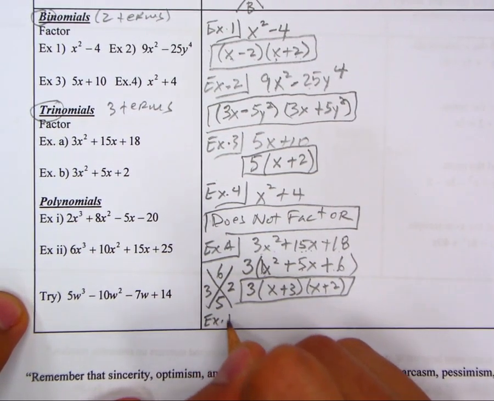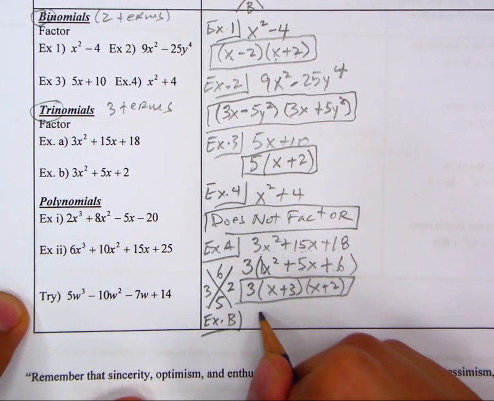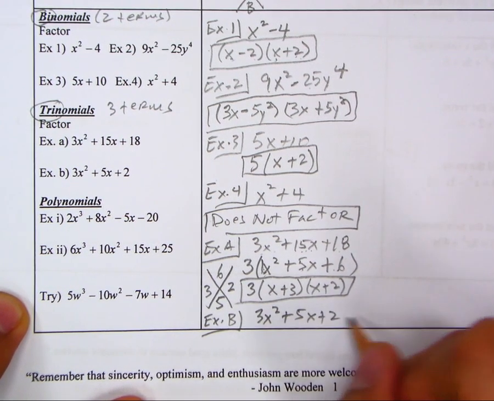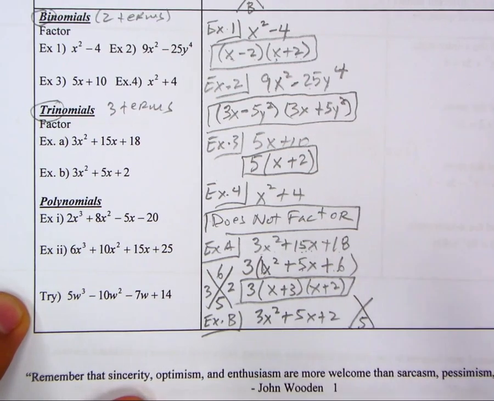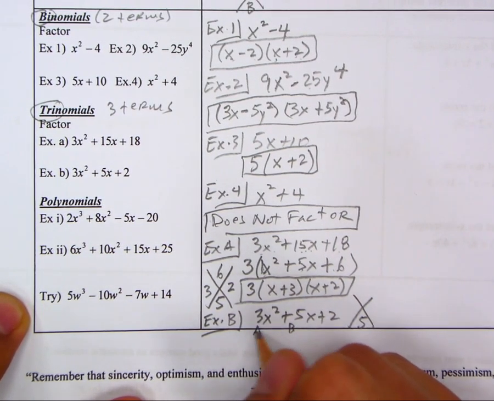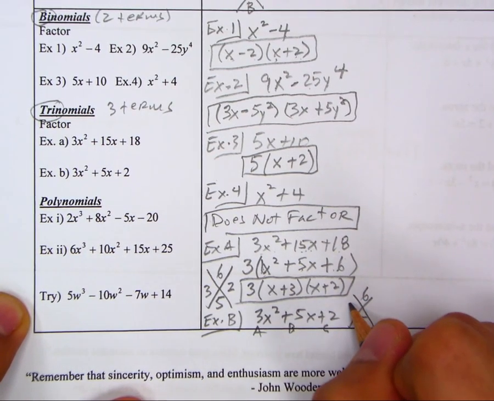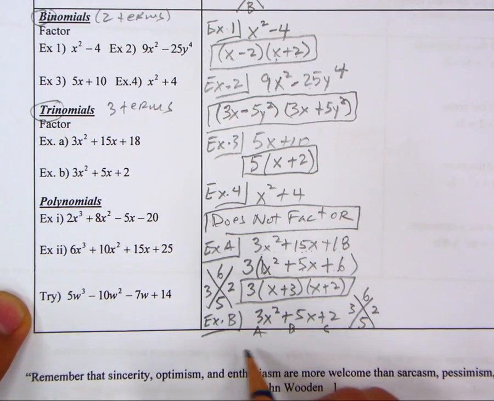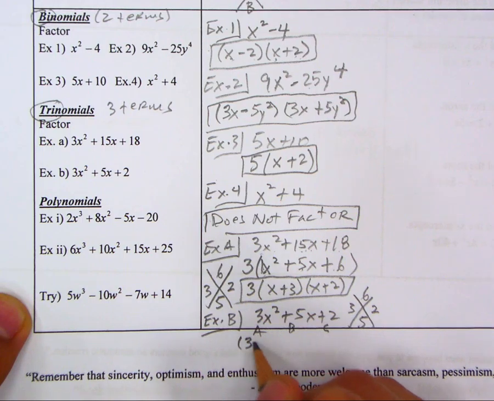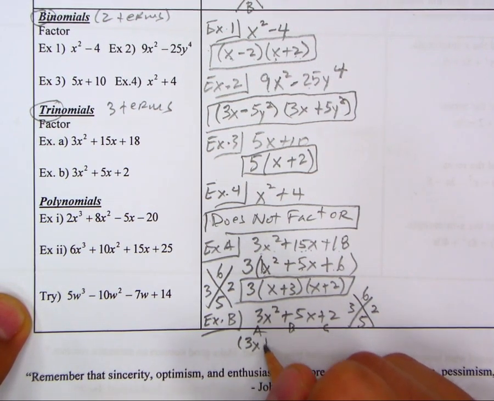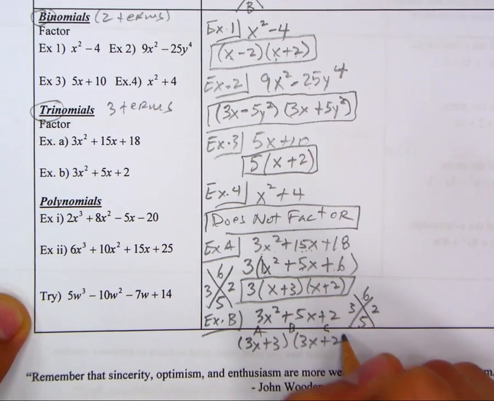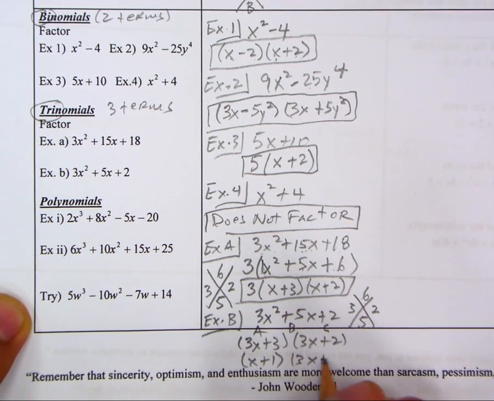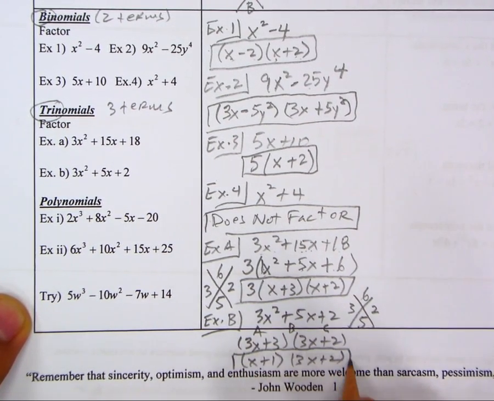Example B. 3x squared plus 5x plus 2. And do the diamond right here because there's no GCF. 5 goes on the bottom because that's my B. 3 times 2 goes on top. 3 and 2 multiply to 6 and add to 5. I'm going to write a 3x because the A is 3, plus 3, 3x plus 2. Reduce this one by 3, so this is going to be x plus 1 and 3x plus 2. Now if you multiply these two, it should give you the original problem.